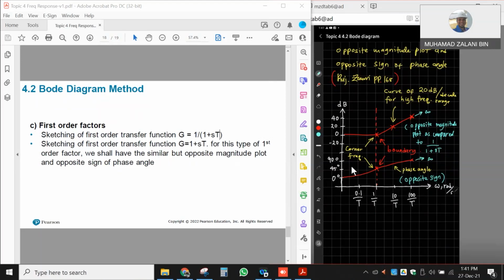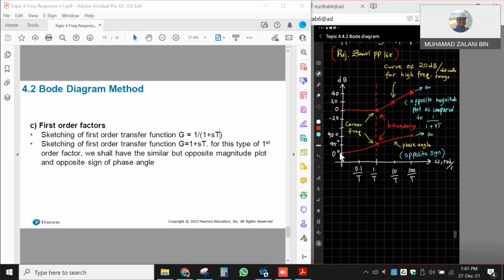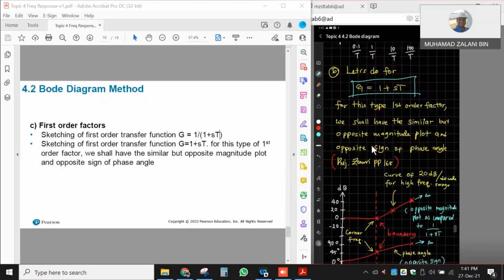But basically you should understand that for the 1 plus st first order transfer function, the angle should start from 0 and go to the positive angle until 90 degrees. So it will be 45 degrees at the corner frequency, corner frequency 1 over t, 45 degrees. So that is the thing that we should expect.